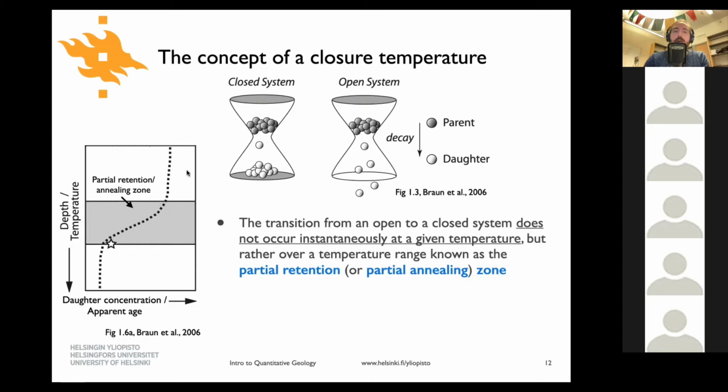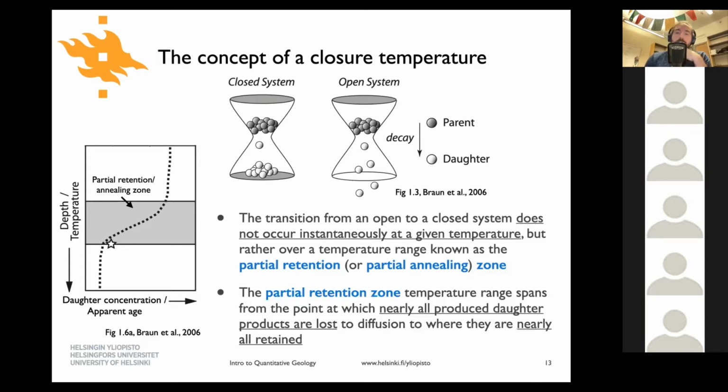So this would be the top. Everything below the gray box would be the open system area. And then in between, we have this partial retention zone or partial annealing zone, depending on what we're looking at as a daughter product. But this is the area where we're trapping some of the daughter isotope that's produced. And we'll, again, talk a little bit about why that occurs. But that's the basic idea, that it's not just like an instantaneous switch.